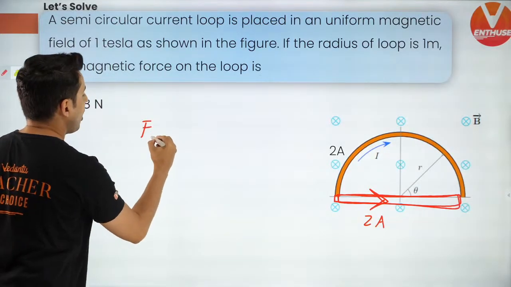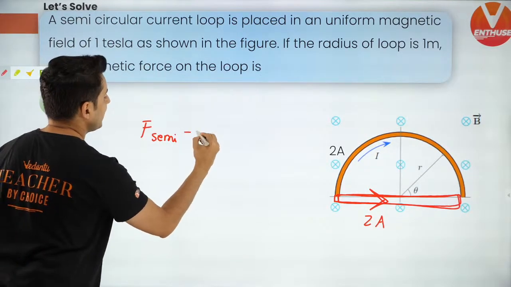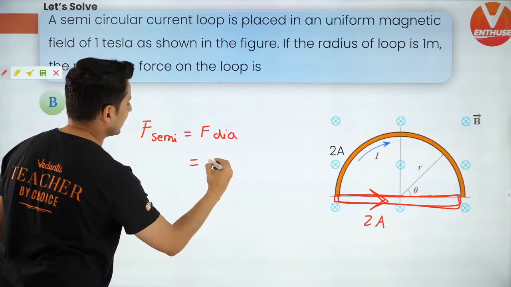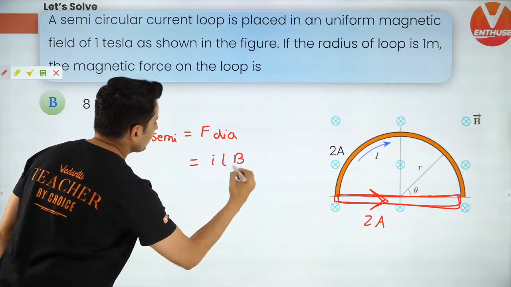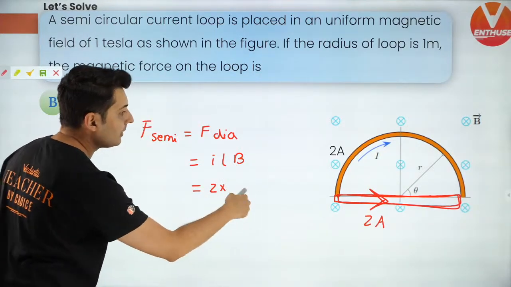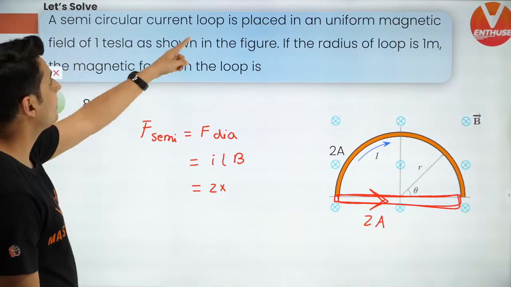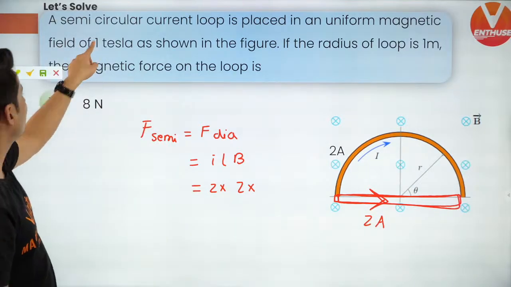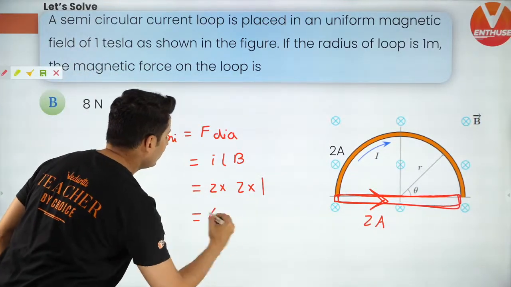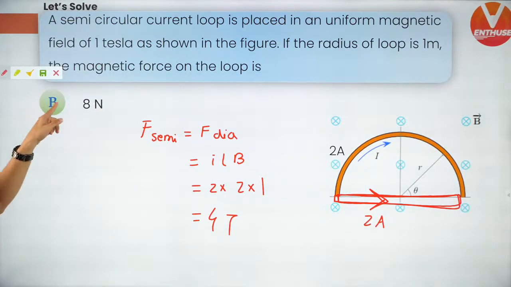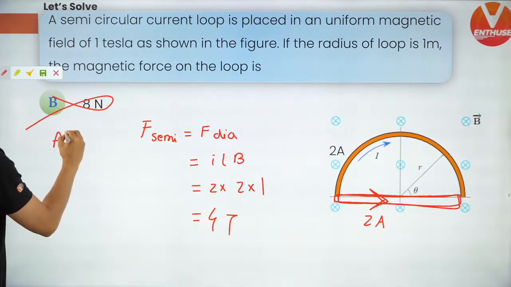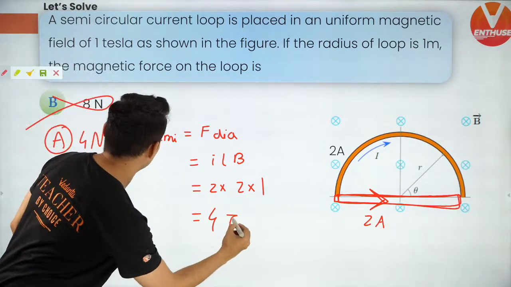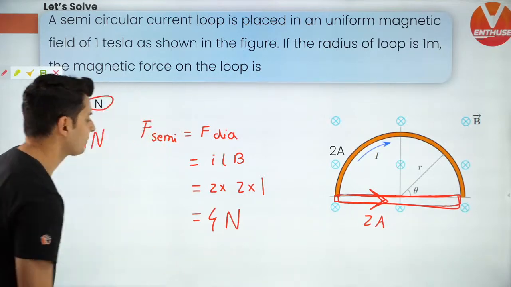So the force on that semicircle will be same as the force on the diameter, which joins the start and the end, and it is nothing but I L B. What is I? 2. What is L? The radius is 1 meter, so the diameter will be 2. And the magnetic field is 1. So it should be 4, guys. It's not 8 Newton. I think it is option A, which said 4 Newton. Yes, my bad, 4 Newtons. That should be the answer.